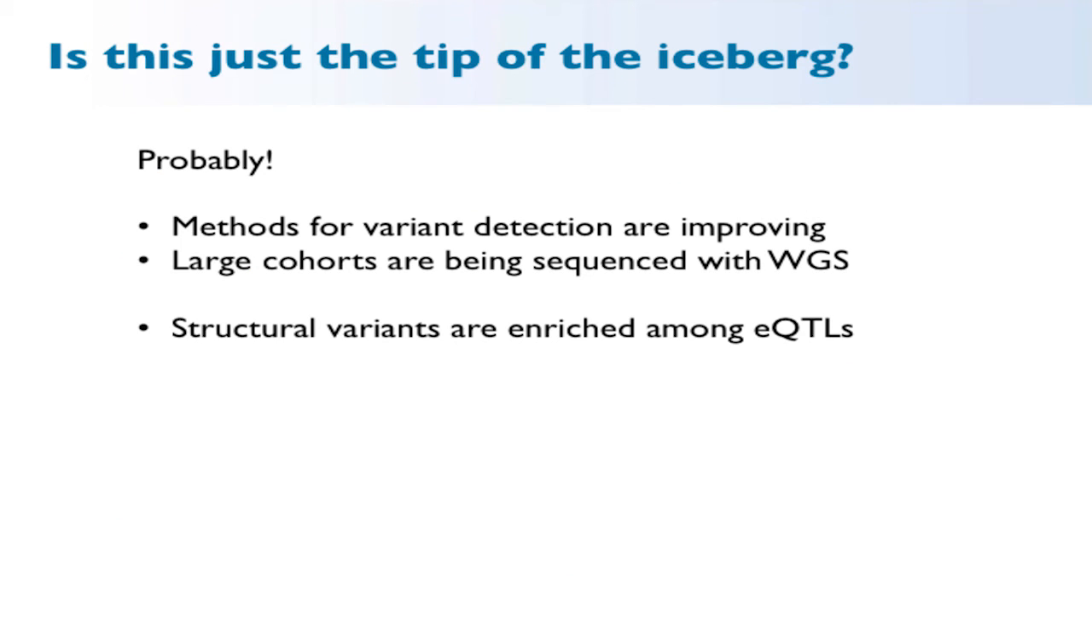So is this just the tip of the iceberg? I think probably. Our methods for variant detection are improving, and as we get more and more cohorts sequenced with whole genome sequencing data, and we do things like deploying PacBio data so we can ascertain more and more variants, it seems likely we're going to find more and more cases of structural variation being involved in disease. And I wanted to end with another hint of why it's maybe just the tip of the iceberg, and that's that structural variations are actually enriched among eQTLs.